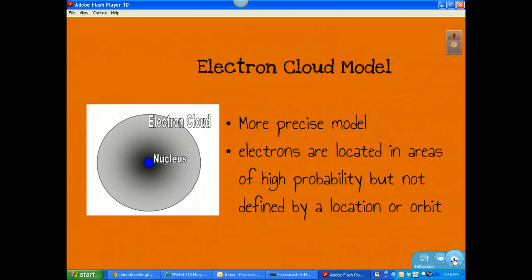And then finally the electron cloud model. More precise, puts those electrons kind of anywhere within a given space around the nucleus. Okay? Have your notes for tomorrow. Try and work on your timeline and be ready to answer some questions about this, okay? All right.